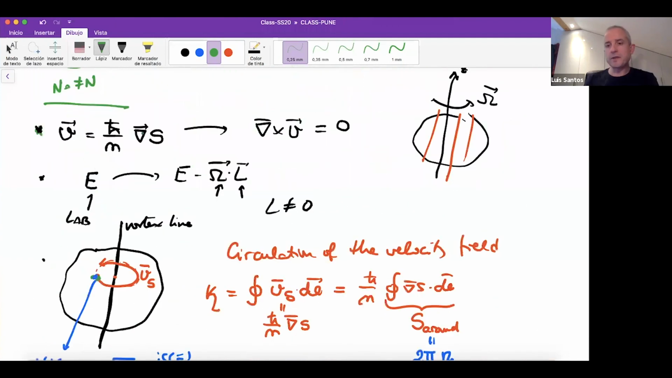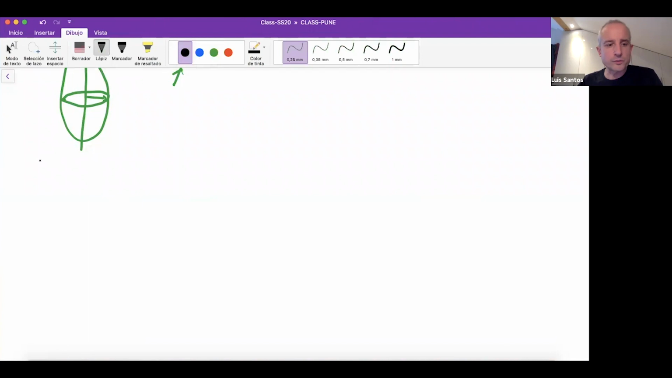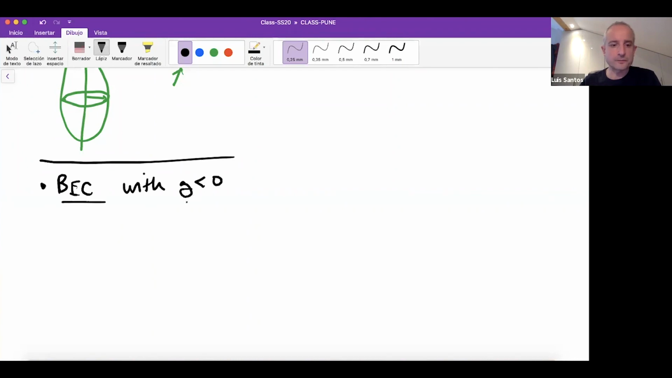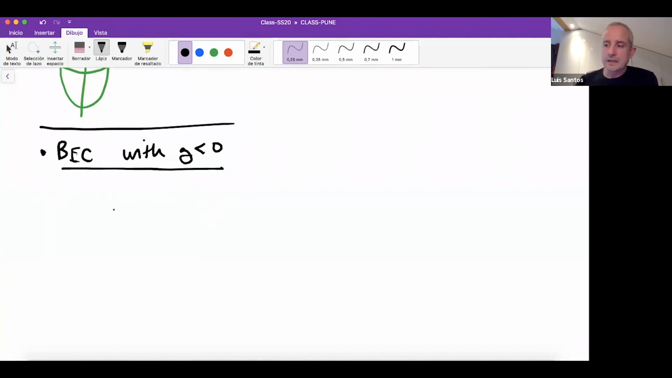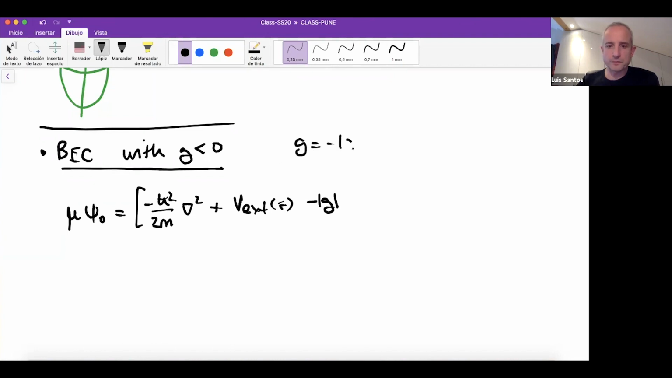And now, in the last minutes, I would like to come back to a question that was posed yesterday about what is the fate of a condensate when the interactions are attractive. So the BEC with attractive interaction, so with g negative. In this case, let's write the Gross-Pitaevskii equation that we would have. So g is minus g. Yes, so this is our Gross-Pitaevskii equation.